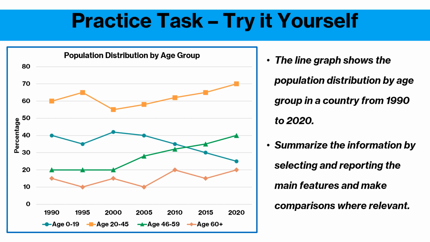Just like we did earlier, start by writing a clear introduction and overview. Then group the age categories logically in your body paragraphs and try to use a range of expressions when referring to each group. Remember, avoid repeating the same phrases and aim for variety in your sentence structures and vocabulary.